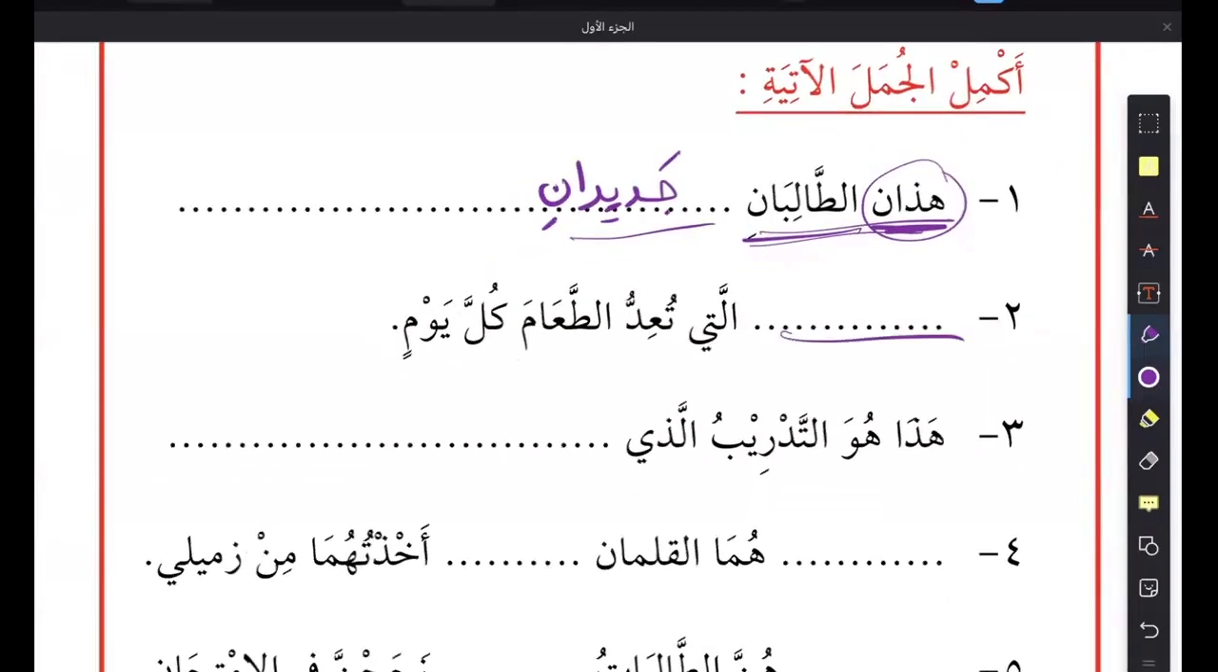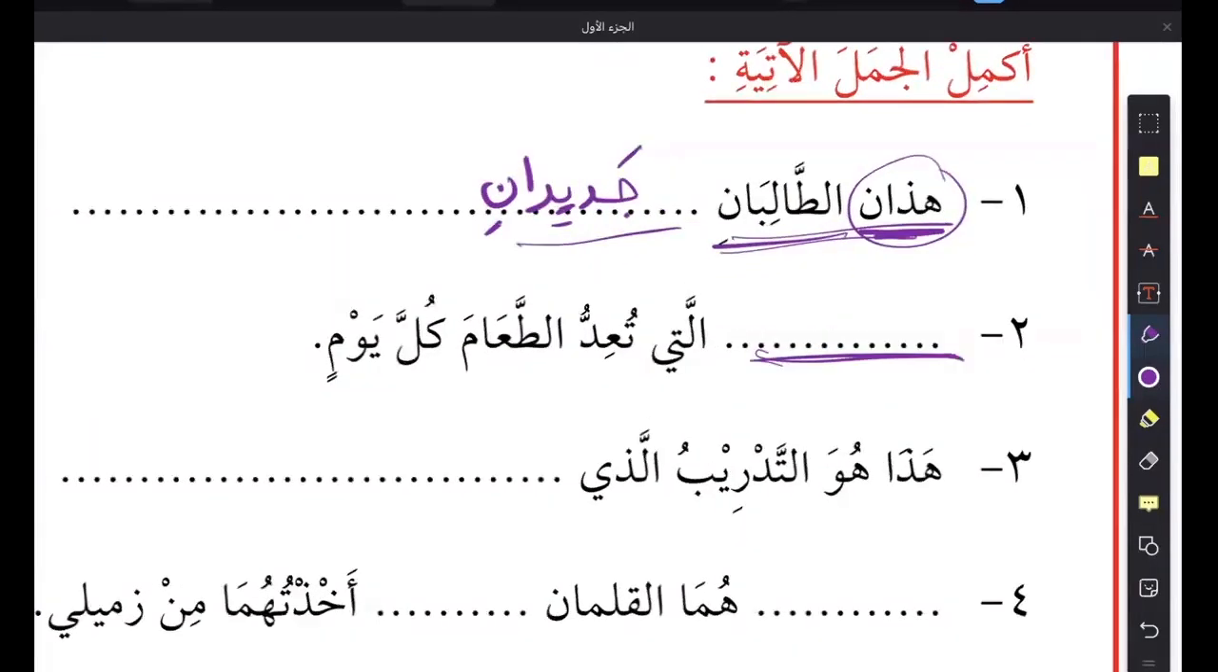Then you have allati tu'iddu at-ta'ama kulla yawm. You can just simply put a pronoun here. Here, you can say hiya allati tu'iddu at-ta'ama kulla yawm. She is the one who prepares the food every day.